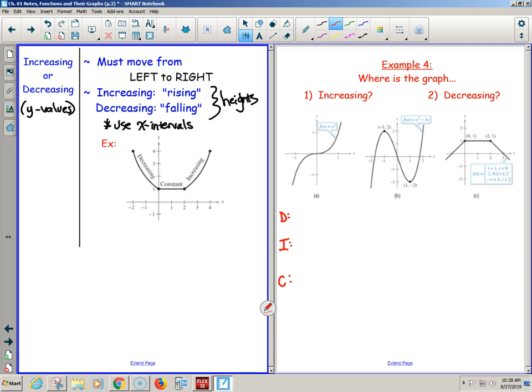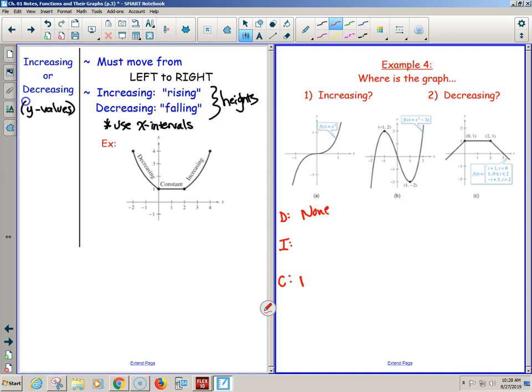Now, sometimes slow, sometimes fast, but he's increasing the whole time. So for decreasing, we can just say none. Constant, we can just say none. But for increasing, can't we say the interval negative infinity to infinity? Yes. From forever left to forever right, this thing's going up. But this middle one, still no constant, because there's no leveling off. There's no going flat.